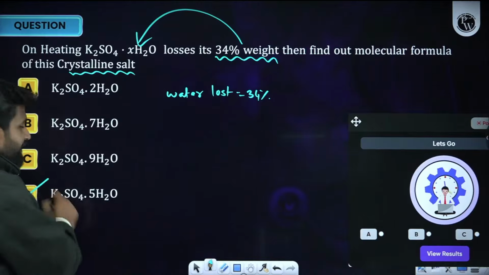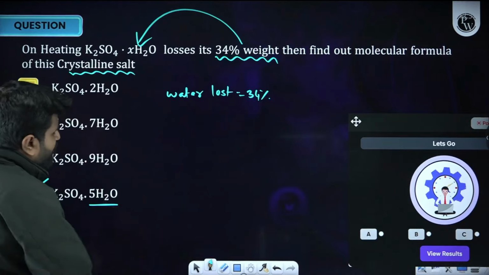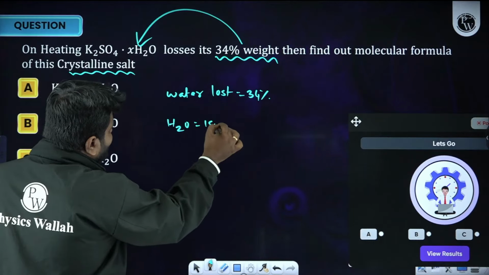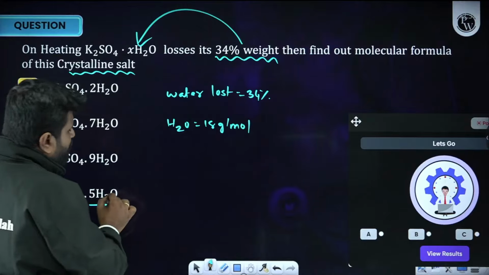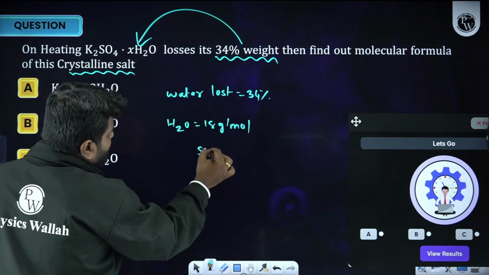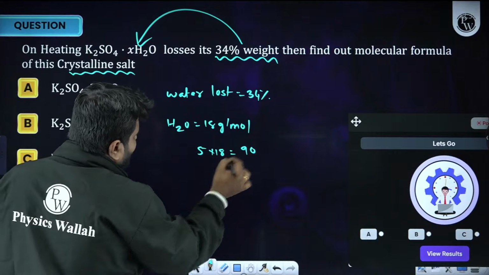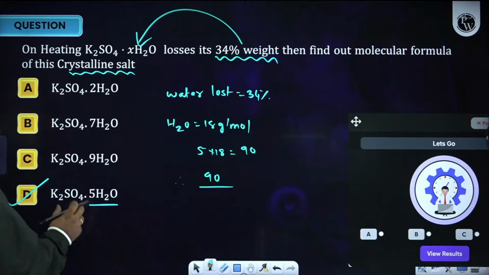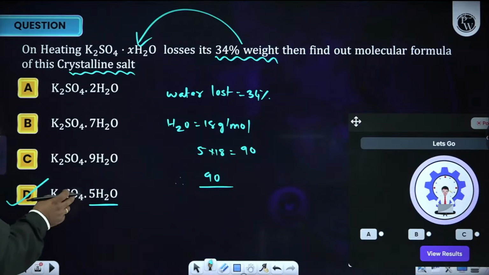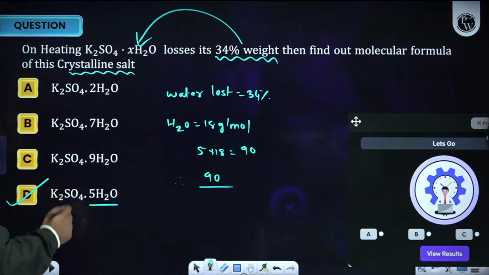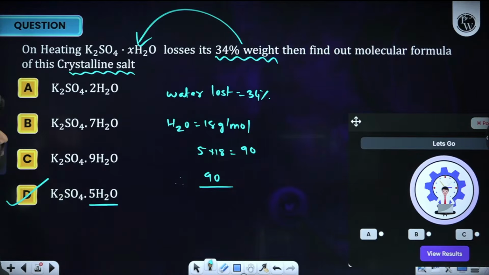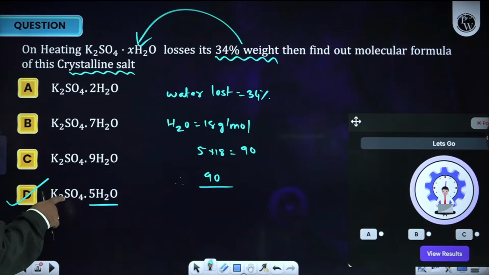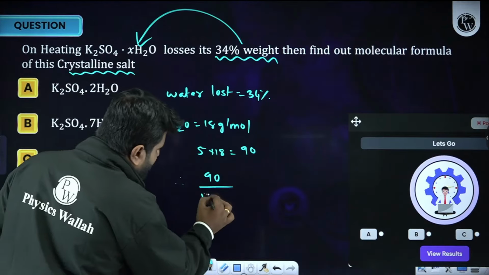Let me take option D since everyone is saying it. 5 moles of water. Water molecular mass is 18 gram per mole. So 5 moles of water means 5 into 18. How much will I get? 90. So let me cross check. 90 divided by the entire molar mass of this substance. K2SO4 molar mass is not given in the question. So potassium 2, sulfur, around 174 will come, right?